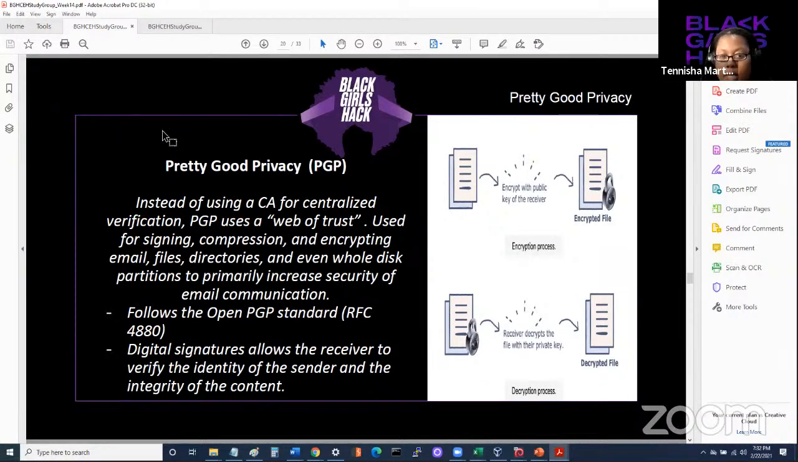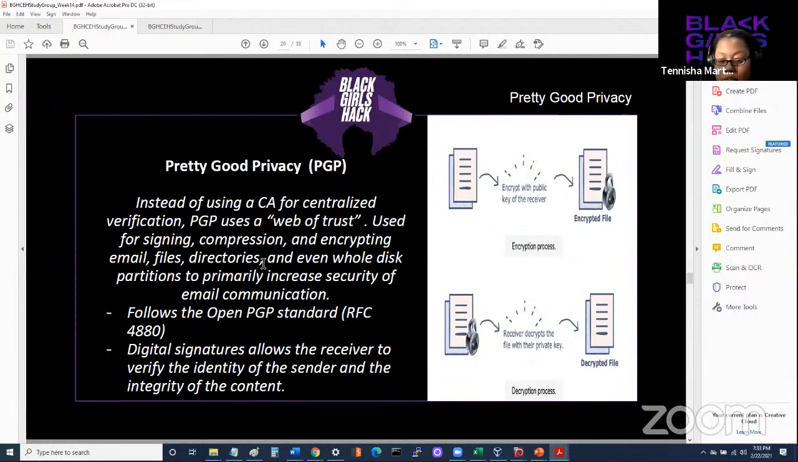All right, PGP. So PGP is used, instead of using a CA for centralized verification, PGP uses a web of trust. So this is used in the same types of ways for signing, compression, encryption, emails, files, directories, and even whole disk partitions. It follows the PGP standard, which is RFC 4880. You may actually see some of those RFCs on your exam. It's just requests for comments, but you should just know the common ones for different standards in case you see those.